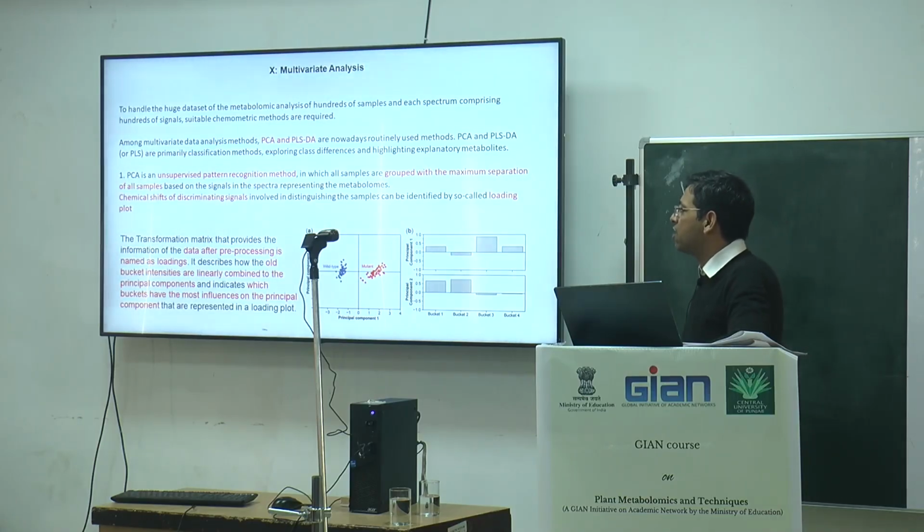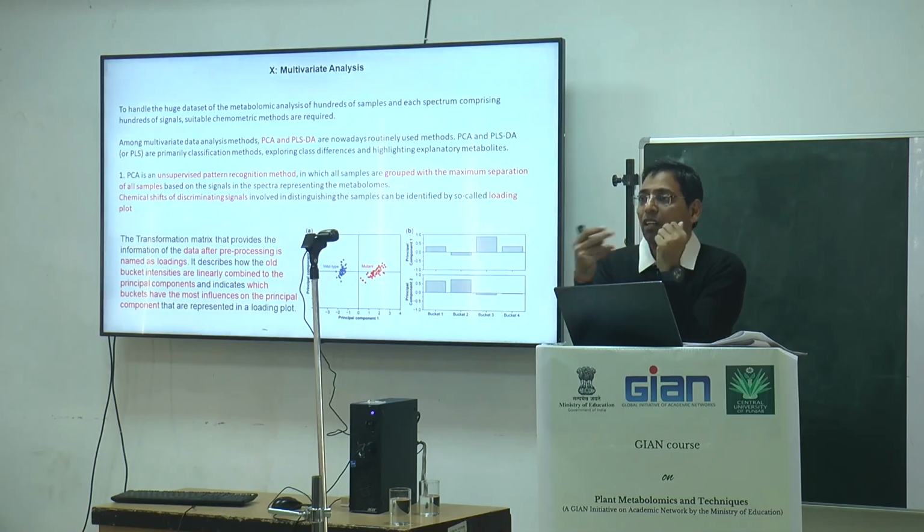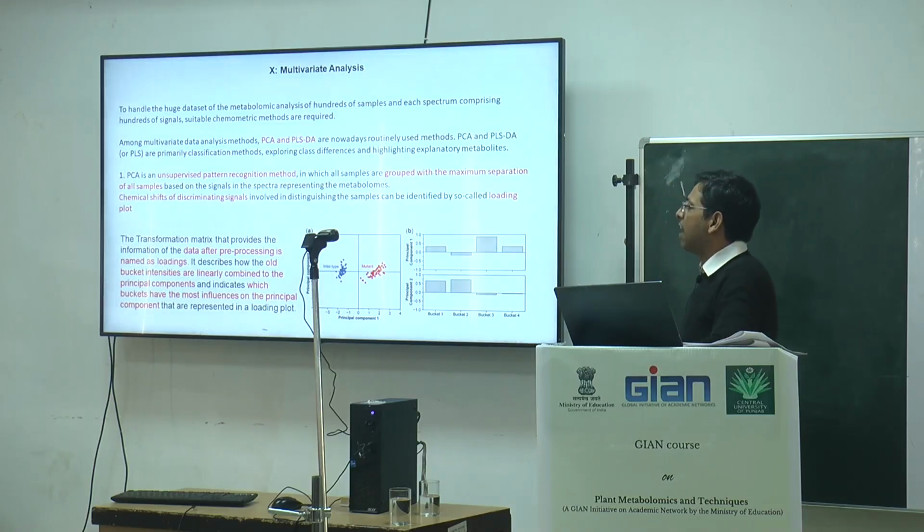Here, the chemical shift of the discriminating signal and the distance of the samples can be identified by using the loading plots. The first thing you have to show is that your data sets are different from each other, meaning on the basis of some variation. And second, the chemical shift of the discriminating signal can be easily calculated from the loading plot.